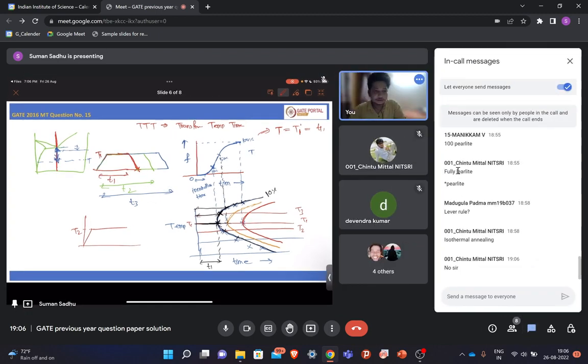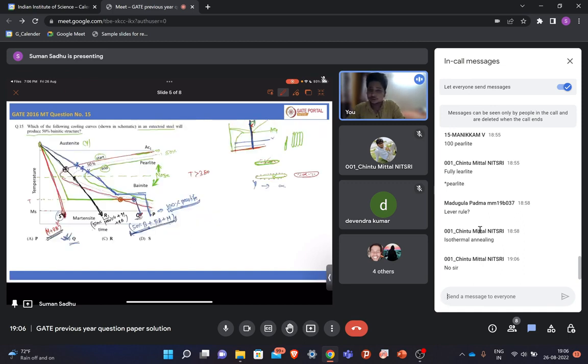Okay. Anyone has any other doubt, or want me to explain any other concept from this TTT curve and all, or phase diagram? This question all people understood, right? Why Q is giving 50% bainite?